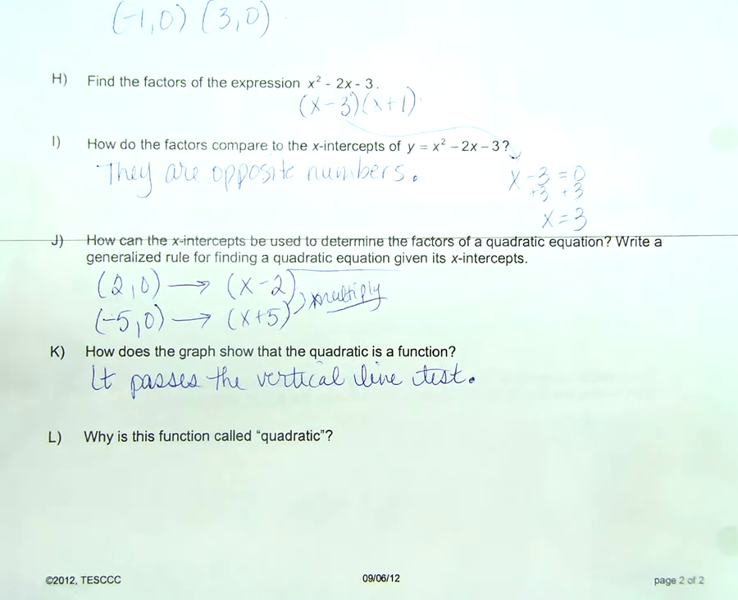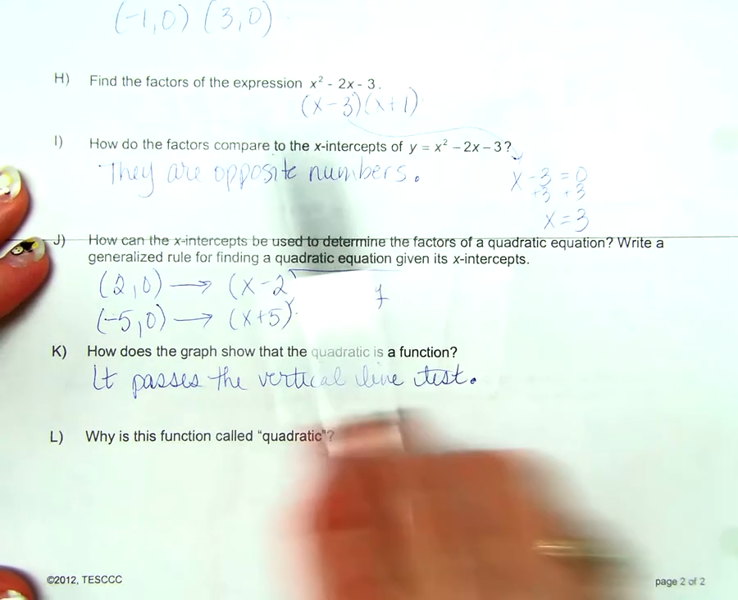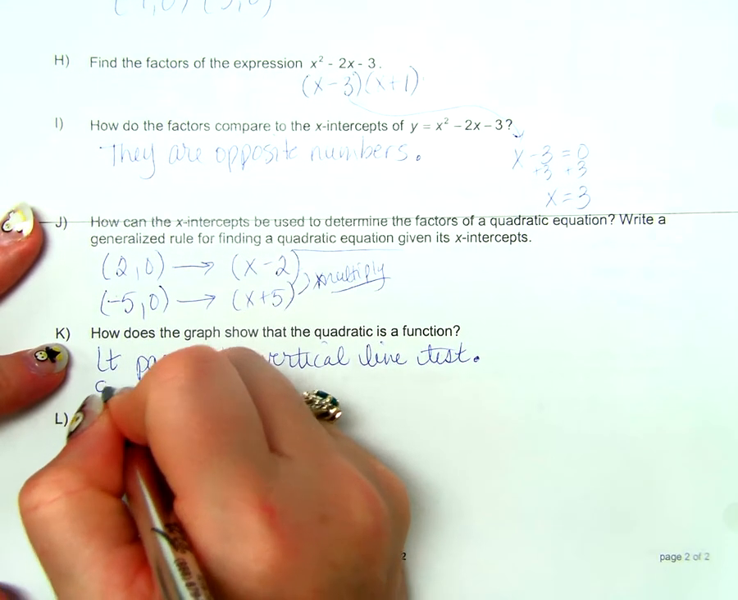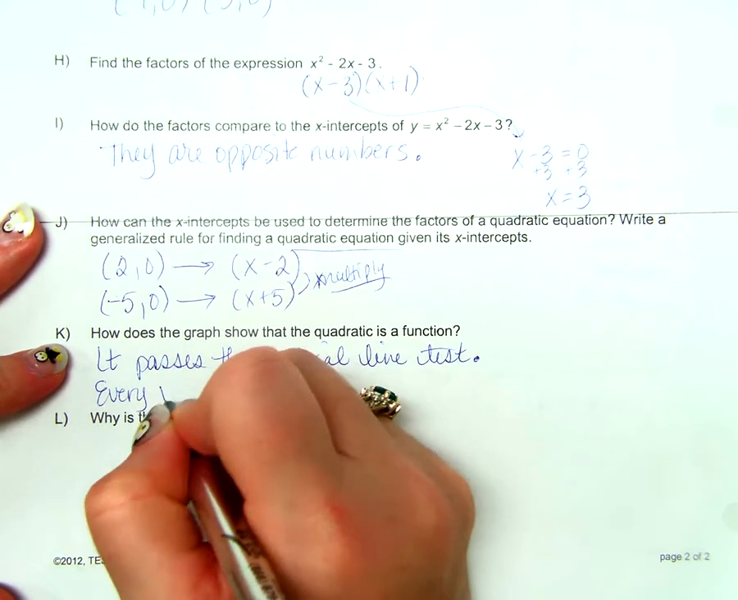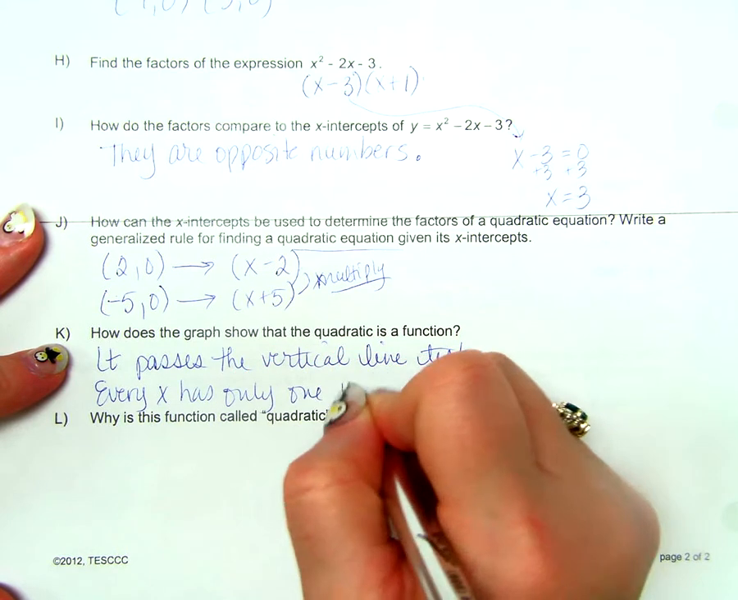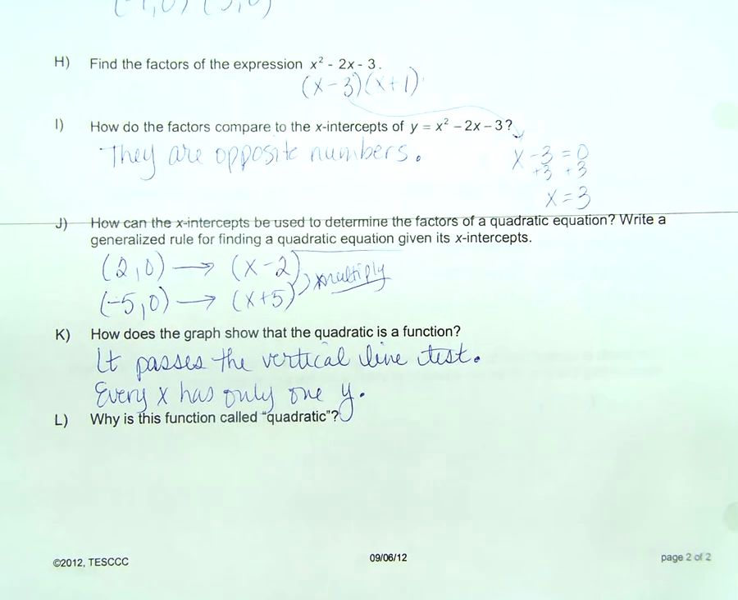But what does it mean to pass the vertical line test? It doesn't touch my pen. I agree with that. But say that again, please. Every x has only one y. So great. I'm so glad you remembered that. Okay, that's so important when determining a function or not.